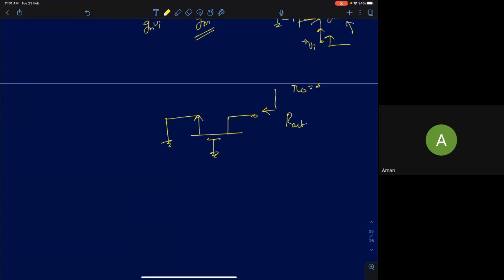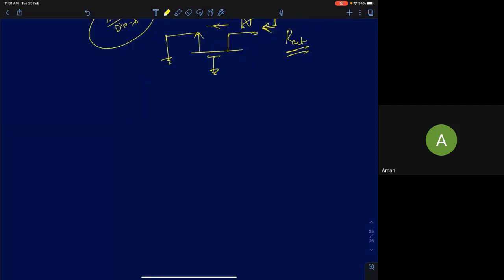Infinity, right? Even if you are changing the drain voltage, there is no change in the drain current. So delta Vd by delta Id will be, this is 0, so it will be infinity. So output resistance is infinity, which is a very good output resistance. It's a very large output resistance. If you assume finite R0, what will be your output resistance?